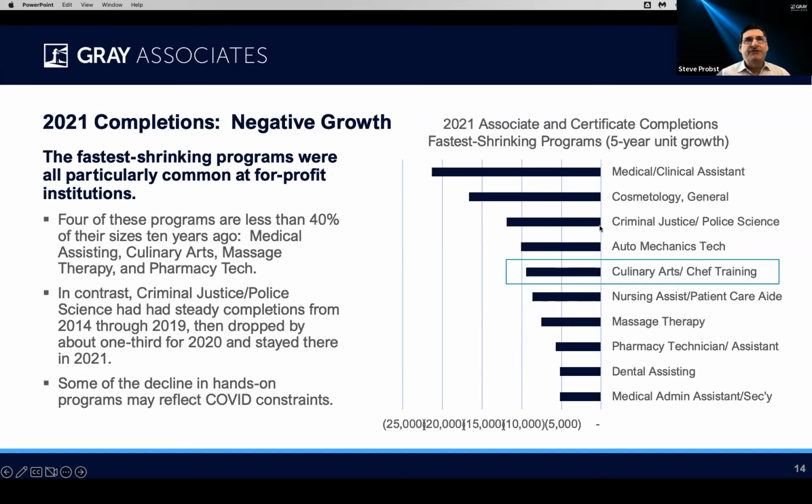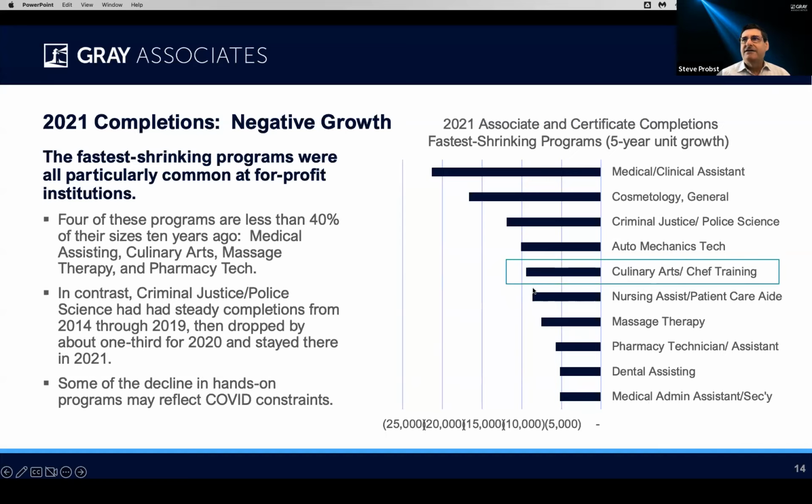In contrast, police science was pretty steady for a long time and then dropped suddenly in 2020 and then stayed there in 2021. We don't know for sure, but it would not be surprising if that drop related to all the press about police brutality that was very prominent 2, 3, 4 years ago. Some of the decline, notice a lot of these are hands-on kinds of programs. Some of that may also reflect COVID constraints. So this is the ones that have been losing share and volume over the last 5 years.